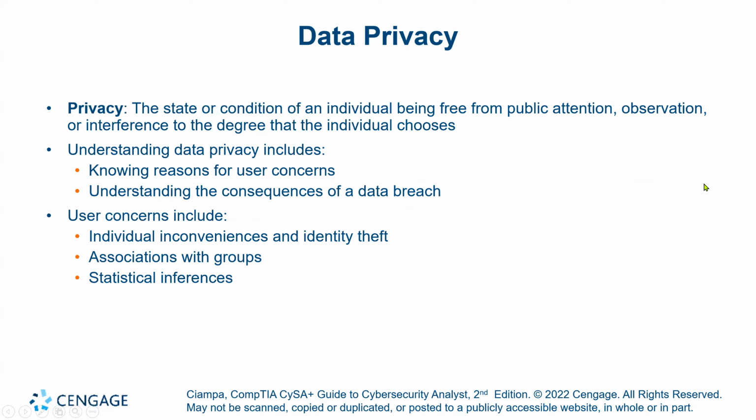Data privacy. Privacy: the state or condition of an individual being free from public attention, observation, or interference to the degree that the individual chooses. Understanding data privacy includes knowing reasons for users' concerns and understanding the consequences of a data breach. User concerns include individual inconveniences and identity theft, associations with groups, statistical inferences. So do you know what they're talking about when they're saying statistical inferences?